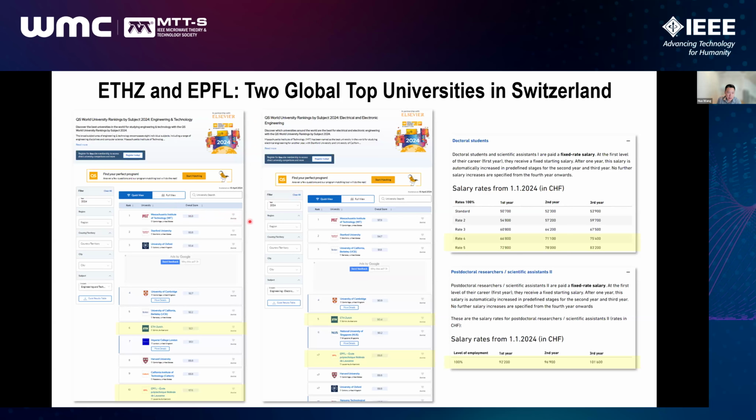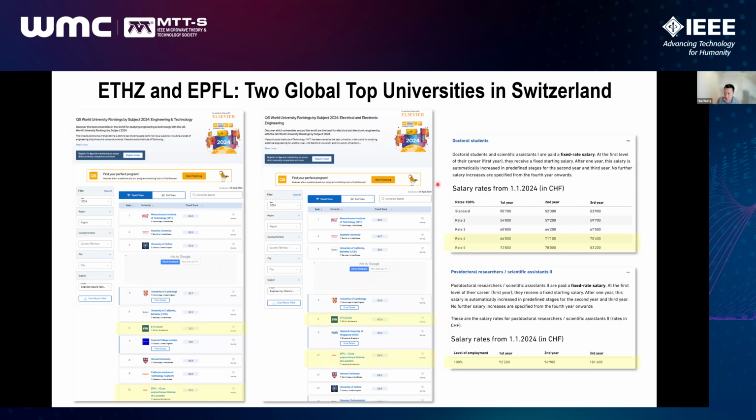In the recent QS ranking 2024, if we look at the engineering and technology subject in general, ETH Zurich is ranked number 6, and our sister university EPFL is ranked number 10 in the world. If we look at electrical and electronic engineering in particular, which is probably more relevant to the topic we are talking about today, ETH is ranked number 5, and EPFL is ranked number 7. So we are offering very high quality education and research opportunities.